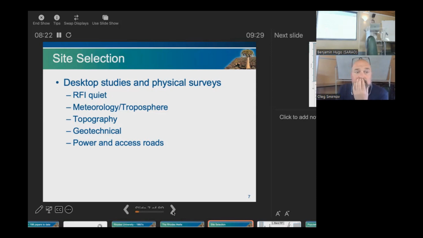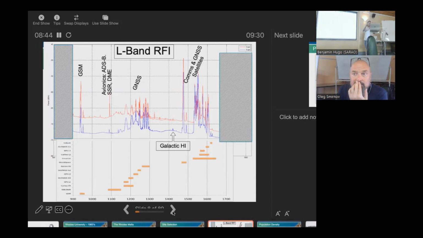You want the weather to be good: you don't want high winds, you don't want too much rain. You want it to be fairly flat. You want it to be geotechnically stable. You don't want your telescopes to fall over. But you also need to be practical: you have to be able to get to it, and you have to get power to it as well. So we did a site selection based on desktop studies to say, okay, there are these places in South Africa that might be good. But the key thing was radio quietness.